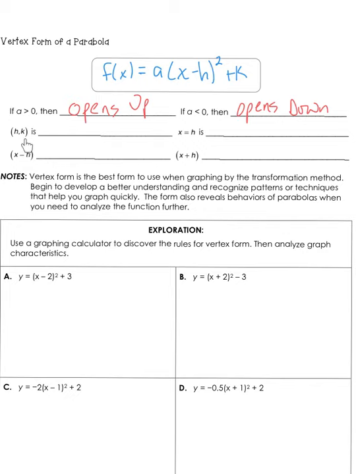Then right here, (h, k) is your vertex. Notice that it's not negative h, it's h. So h is the opposite of the sign you see in the parentheses. If you have a +2, the x value of your vertex is going to be a -2. If this is a -2, the x value of your vertex is going to be a +2. So the h and the k represent the vertex. x = h is your axis of symmetry.